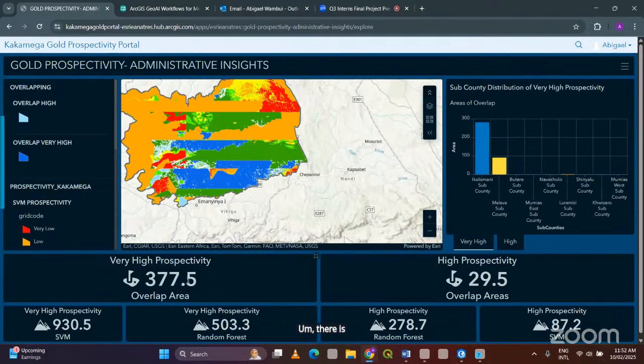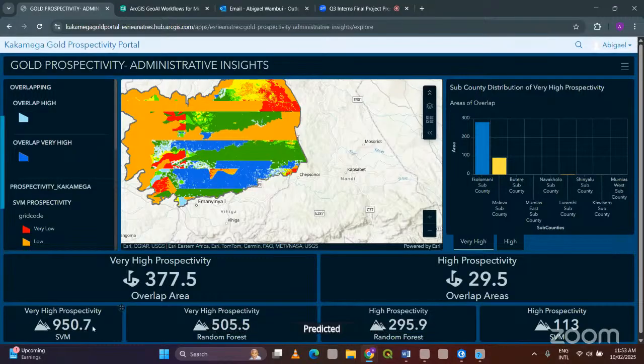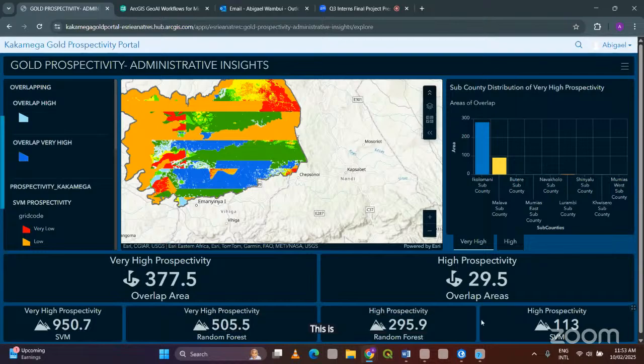We can see differences in the high prospectivity in the overlap area. The very high prospectivity has higher area compared to the high prospectivity area, and we can see the components that have made it up. SVM predicted 950 meters squared as having very high prospectivity, and random forest predicted 505 meters squared. These are values that can be reflected also in the high prospectivity, where 295 meters squared were predicted as high prospectivity by random forest, and SVM predicted 113 meters squared.